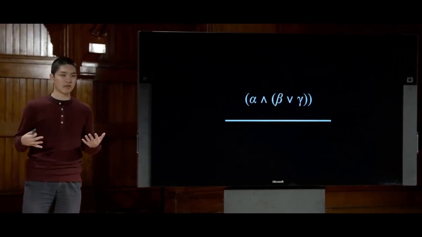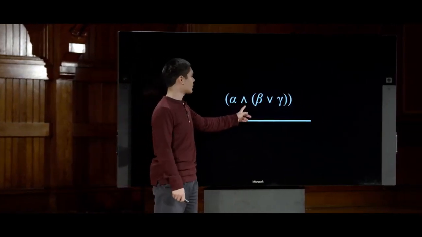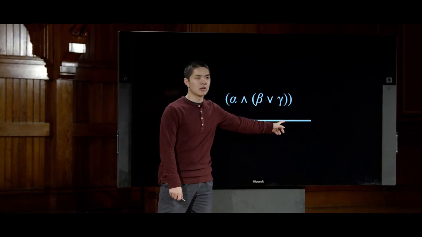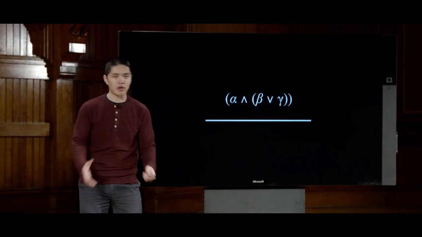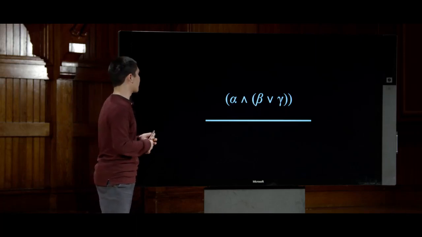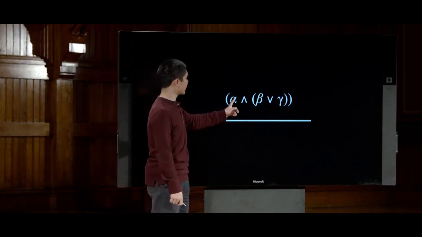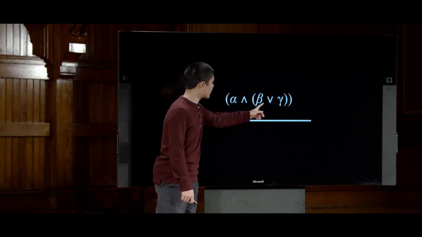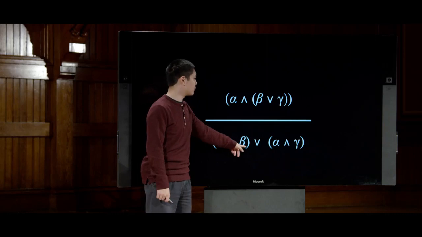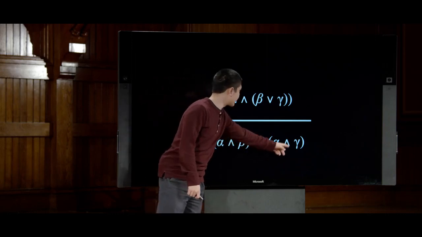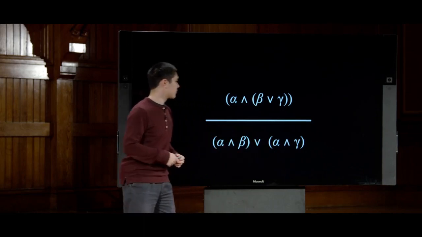One is the distributive law that works this way. So if I have alpha and (beta or gamma), well then, much in the same way that you can use distributive laws in math to distribute operands like addition and multiplication, I can do a similar thing here, where I can say if alpha and (beta or gamma), then I can say something like (alpha and beta) or (alpha and gamma), that I've been able to distribute this and sign throughout this expression.